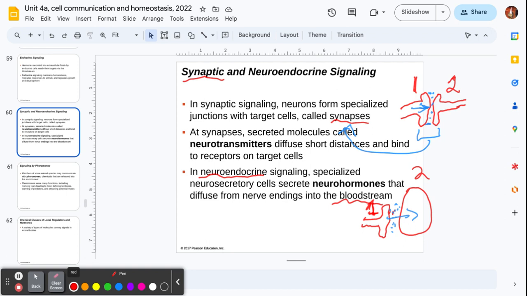So they're not released from the thyroid or the pancreas or the ovaries, etc.